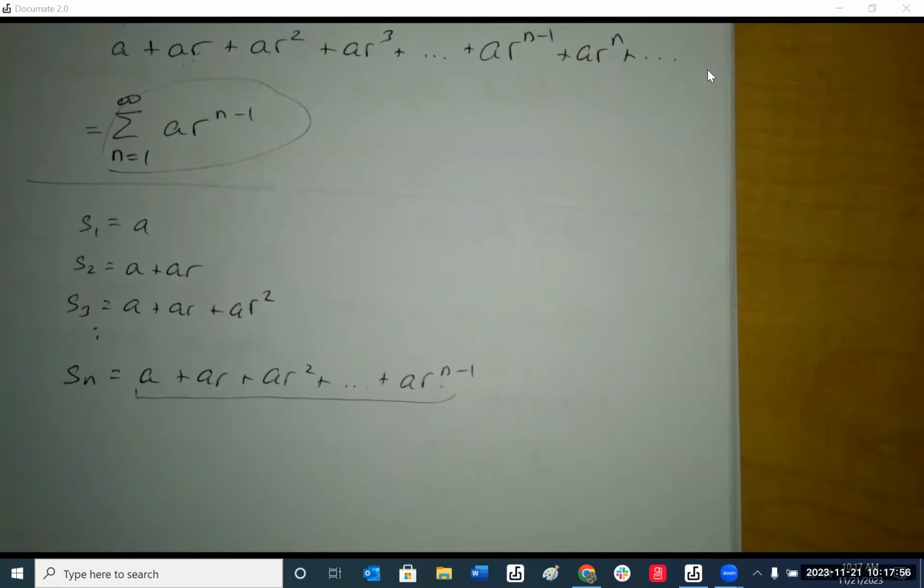All right. So now we're going to look at a way to determine if the sum of this sequence converges or diverges.